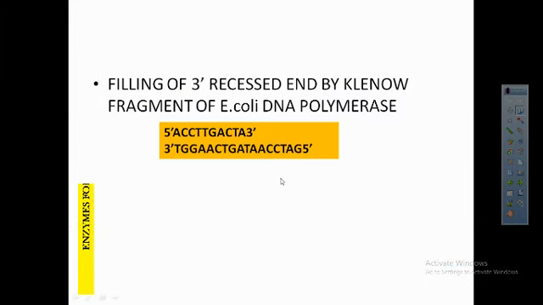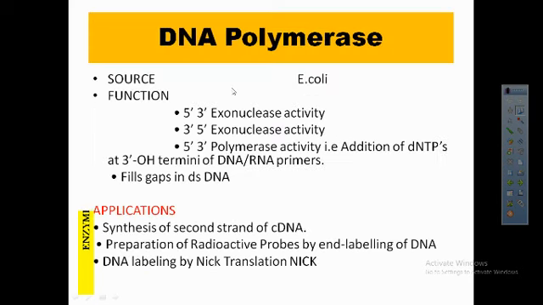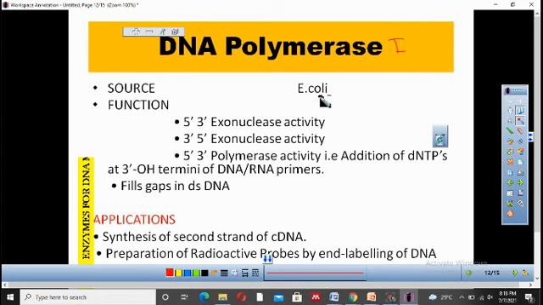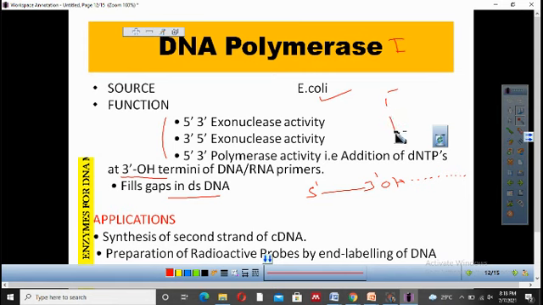So this is of course the filling of the 3' recessed end by the polymerase. So DNA polymerase, what is the source? The DNA polymerase 1 source is E. coli, and of course it has these three activities. In order to perform the polymerase activity, the end must have the 3' OH, then only a new nucleotide can be added. Filling the gaps in double stranded DNA: suppose after the removal of the Okazaki primers there will be a gap. This gap can be filled by DNA polymerase 1.